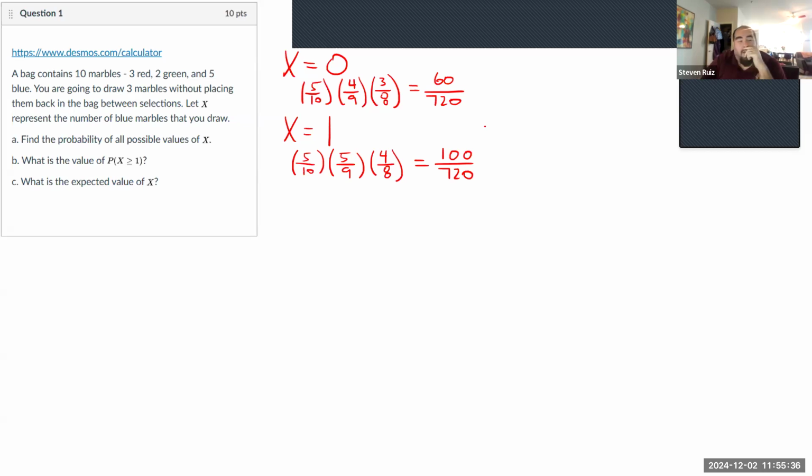So is my probability for drawing one blue marble really 100 out of 720? I think it's going to be higher because this probability that I just calculated is if I draw a blue marble first, when really I could have drawn it first, second, or third. So because of that, I have to think about the number of combinations. Basically, I have to multiply this probability calculation by 3 choose 1. So it's not really 100 over 720, it's 300 over 720.